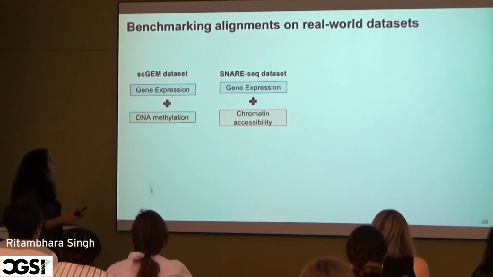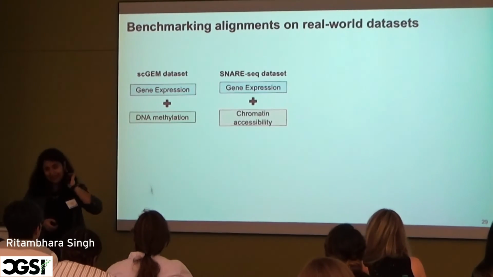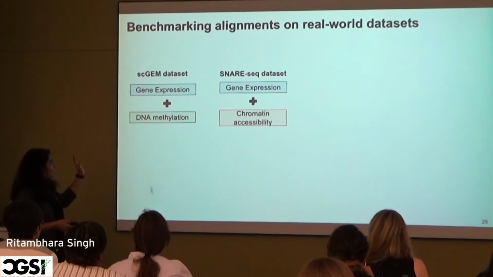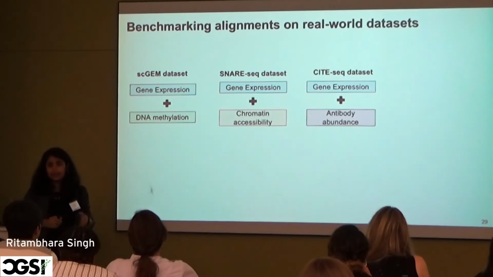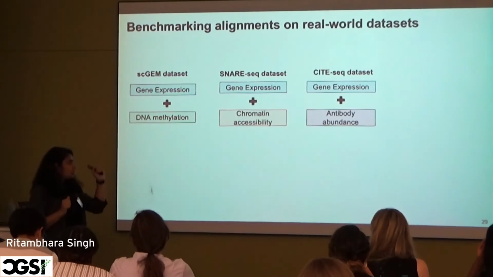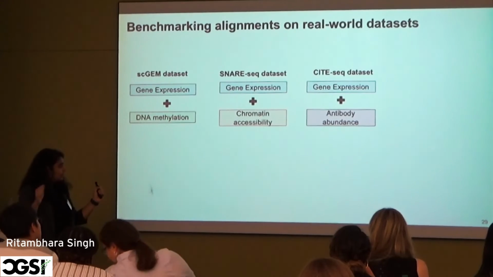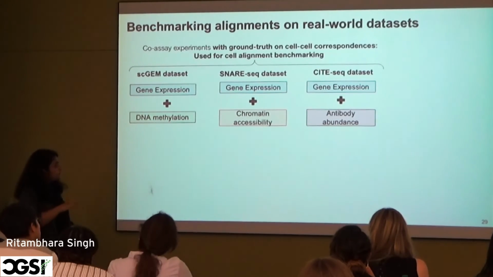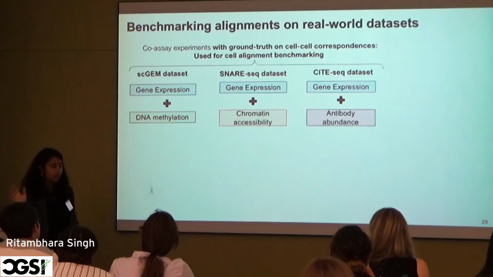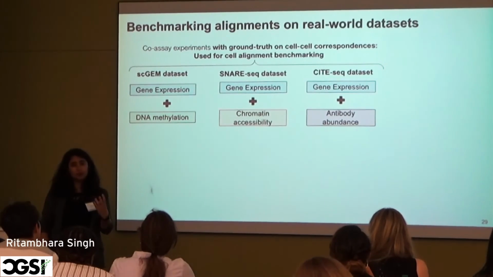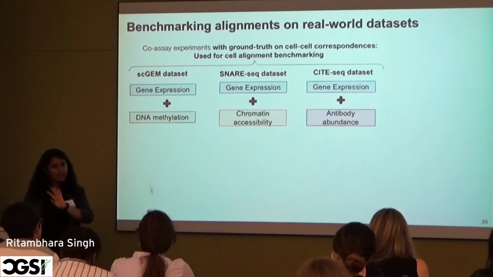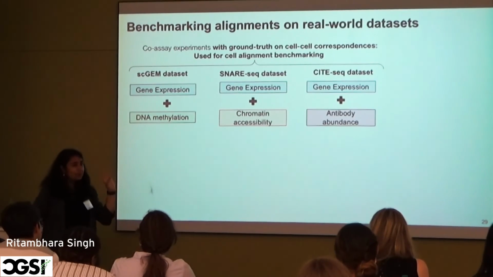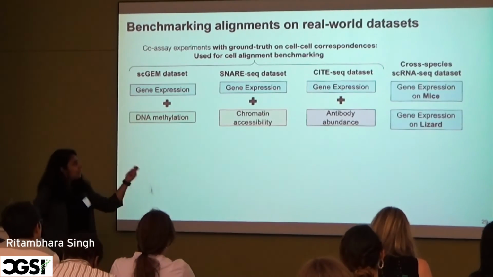Okay. So benchmarking. To make sure that we didn't break anything with this new formulation, we tested it on our SC-GEM and SNARE-seq dataset. What we added to this was the site-seq dataset, which is again a coassay which has gene expression and antibody abundance. And so we made sure that the cell-to-cell mapping was working with Scooter. The other nice thing about site-seq is that you have some notion of ground truth on the feature mapping, that the antibodies should map to their encoding genes. So we have some notion of ground truth there.